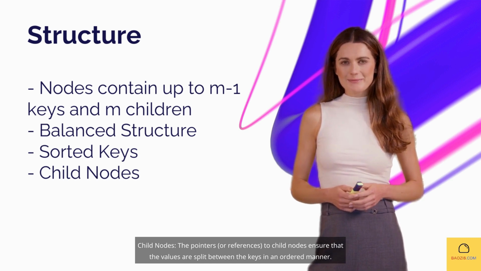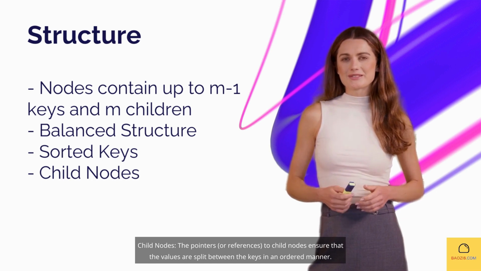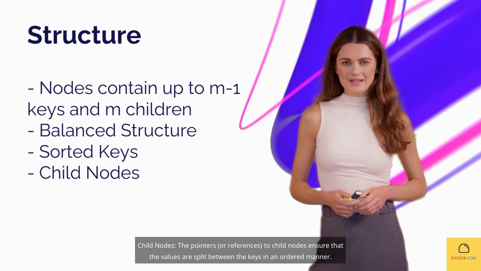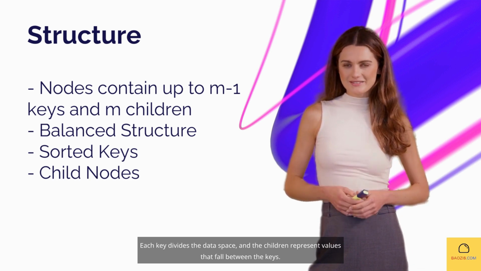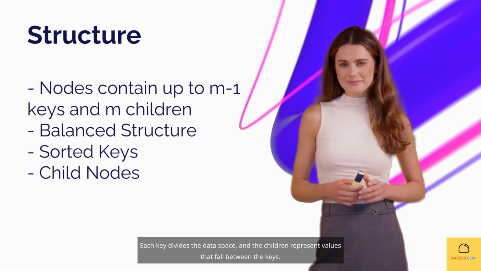Child nodes. The pointers, or references, to child nodes ensure that the values are split between the keys in an ordered manner. Each key divides the data space, and the children represent values that fall between the keys.